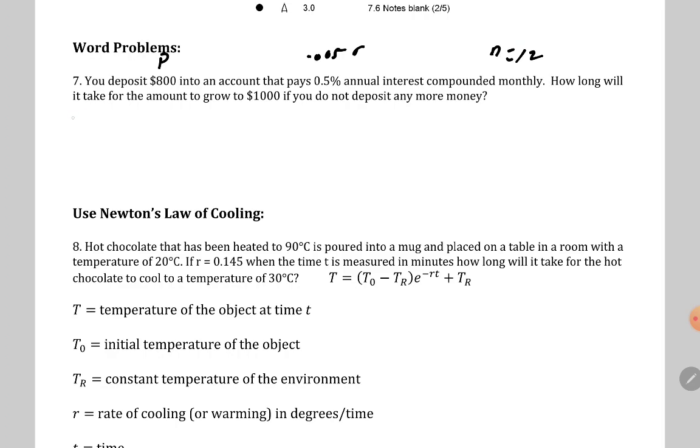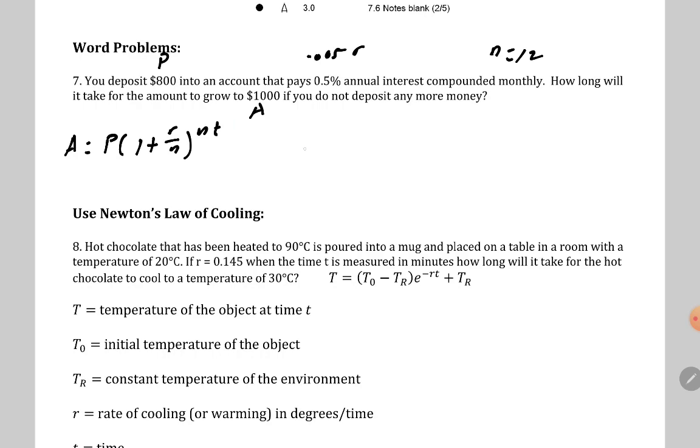So this time they give us our A value. So remember this equation here, A equals P times 1 plus R over N to the NT. Normally they give us time, so we try to find the final amount. But this time we want to know how long it'll take us to grow to $1,000 if we don't deposit any more money and we just deposit an initial amount of $800 at 0.5% interest.